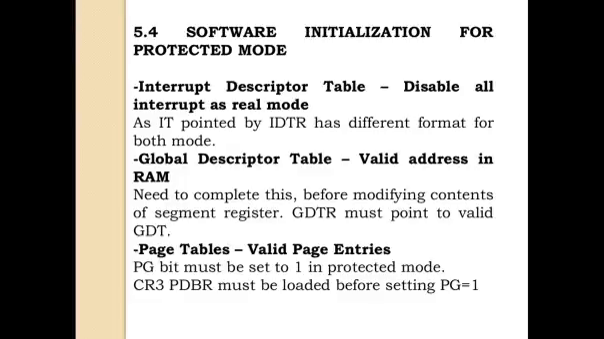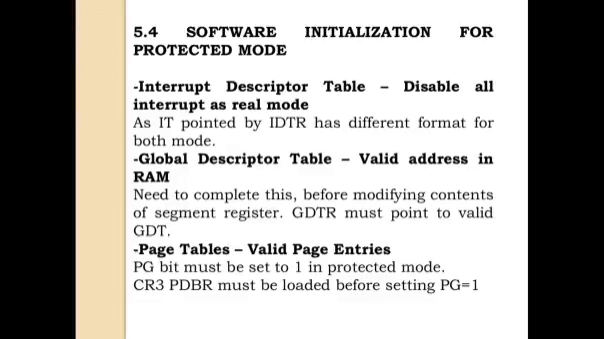The first value that we are going to set is the interrupt descriptor table. Disable all interrupts, as in real mode, while we are switching to protected mode. The interrupt table pointed to by IDTR has a different format for both modes, so the interrupt table is different in both cases. IDTR is pointing to the interrupt table.